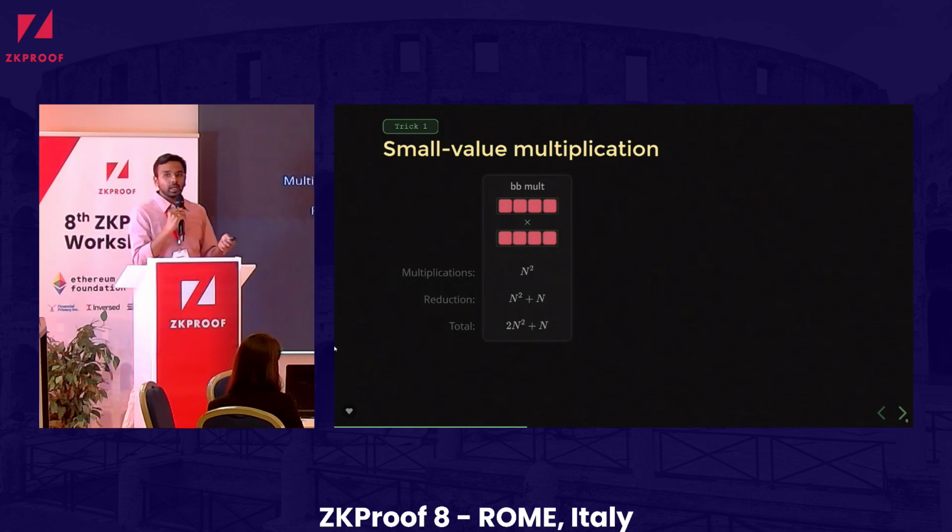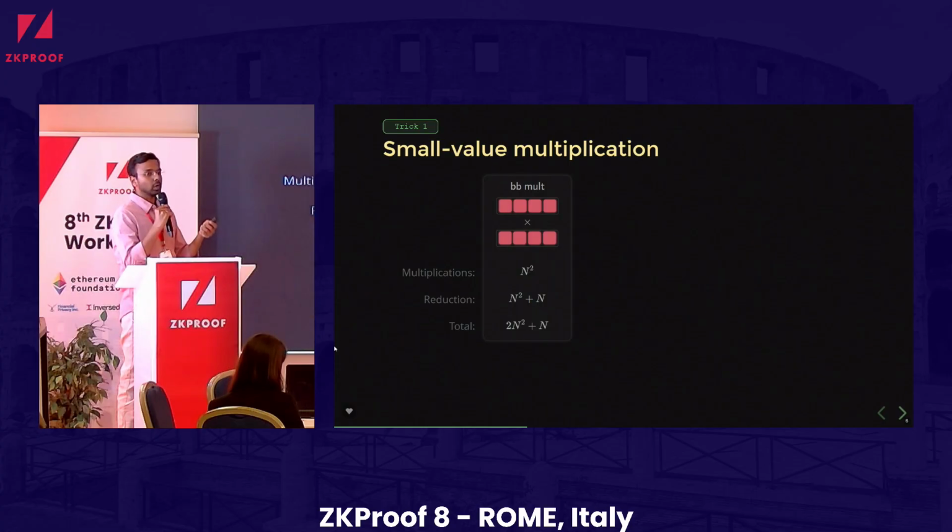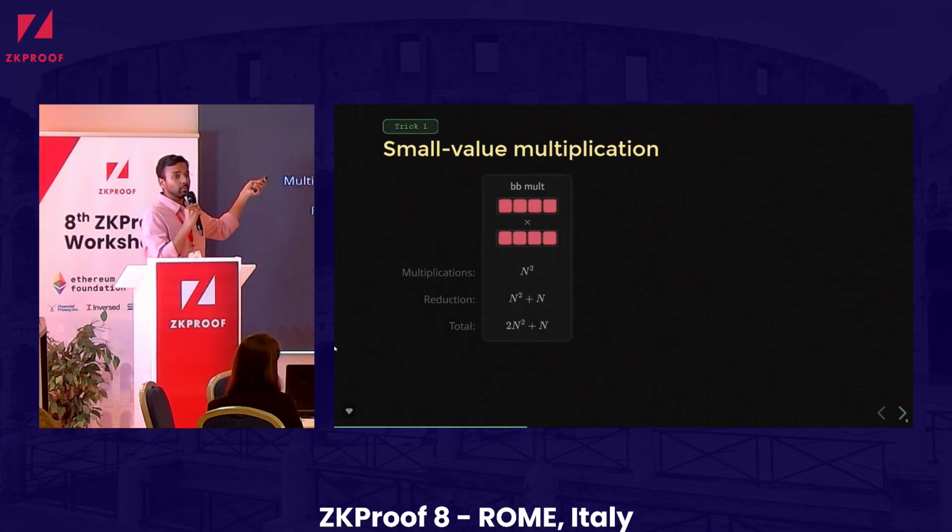And we know that multiplying 4 limbs by 4 limbs, we need n square multiplications. N is the number of limbs. And on top of that, we need reductions as well because we are working in a finite field. So we need a total of 2n square plus n when doing this big multiplication.